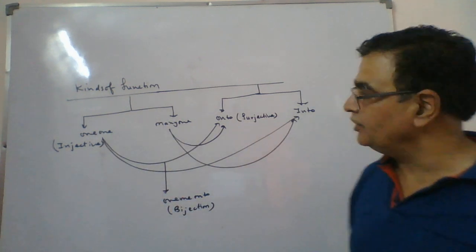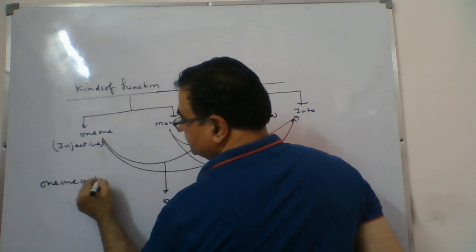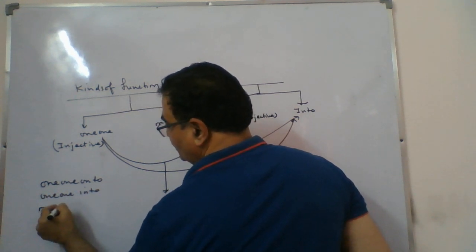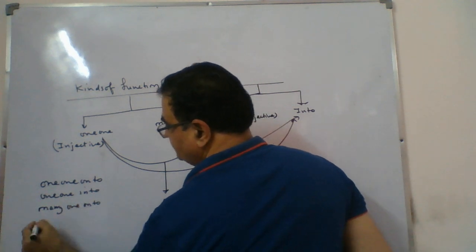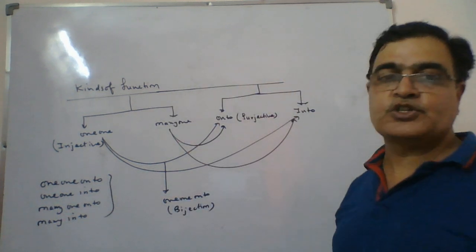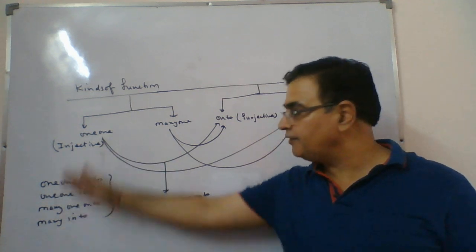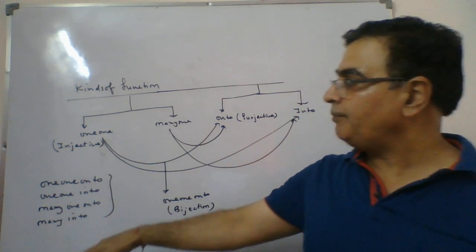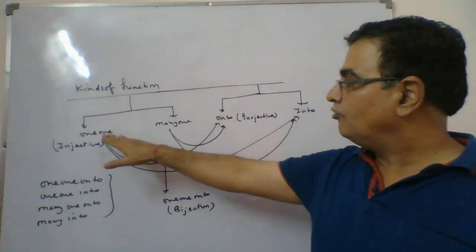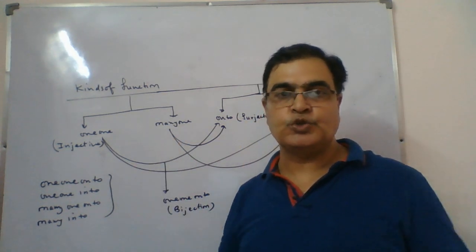So four kinds of functions now we have. One is one-one onto, one-one into, many-one onto, and many-one into. So this way we will be having four functions. We should remember one-one onto, many-one into, one-one into, many-one onto. So four functions are there that you should keep in mind.